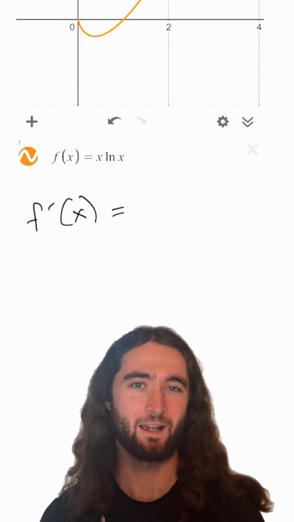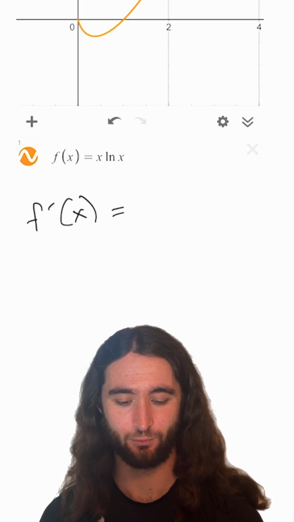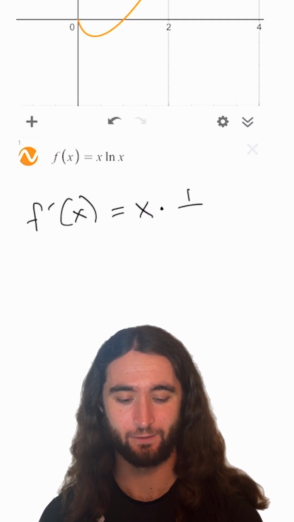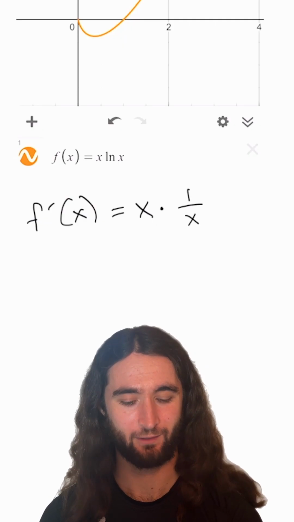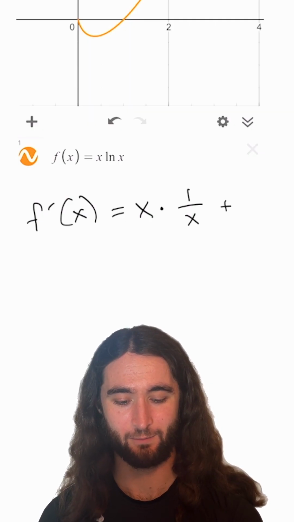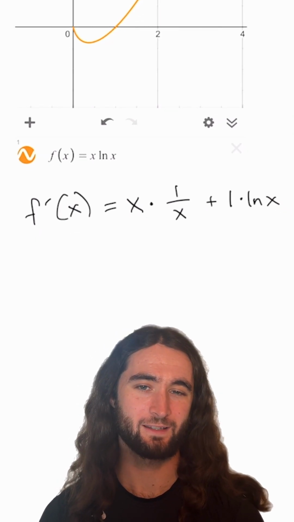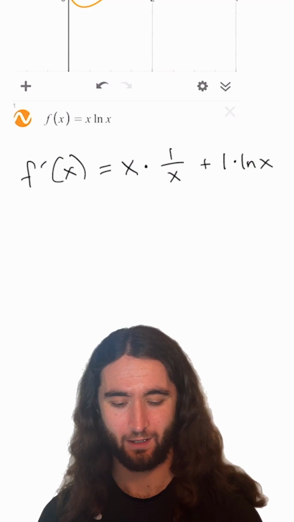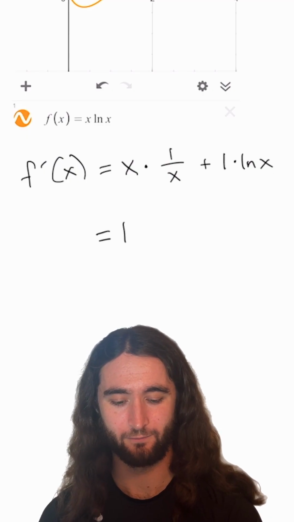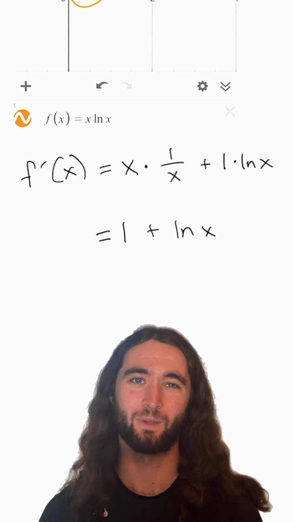Since it's x times the natural log of x, we can use the product rule. Leave that one alone and then take the derivative of that one. That's 1 over x. And then this time I'll take the derivative of this one and leave the other one alone. But now when I simplify that, I end up with 1 plus the natural log of x. All right, so that's not so bad a derivative.